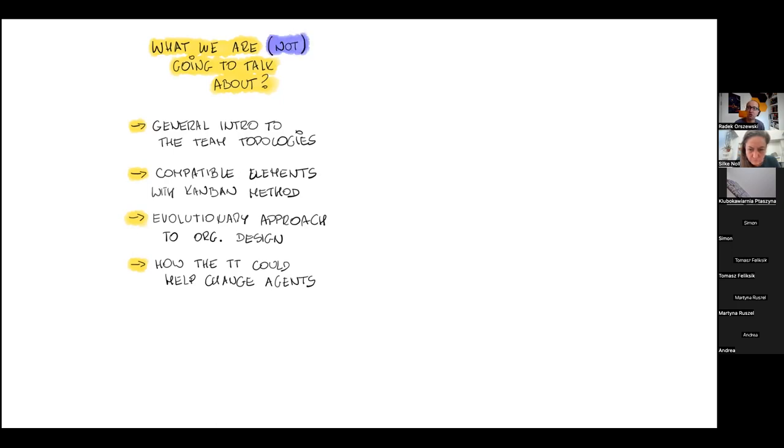What we are not going to talk about is a deep dive into cognitive load elaboration. I know this topic resonates a lot with the community. Some people agree, some disagree with the cognitive load definition used by Team Topologies. I will speak about what this means in a moment.